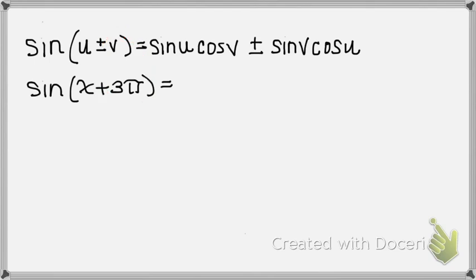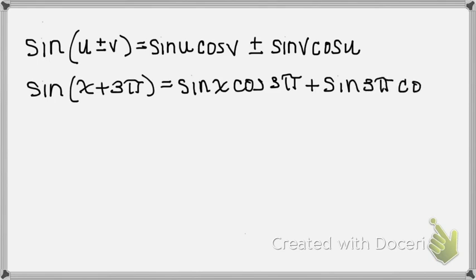And then from there, it's really a simple substitution, right? So I can say that the sine of x plus 3 pi is equal to sine x cosine 3 pi plus the sine of 3 pi and the cosine of x. And that's just a substitution. Within this expression, I have some things that I can evaluate here. I can evaluate cosine of 3 pi. I can evaluate sine of 3 pi.